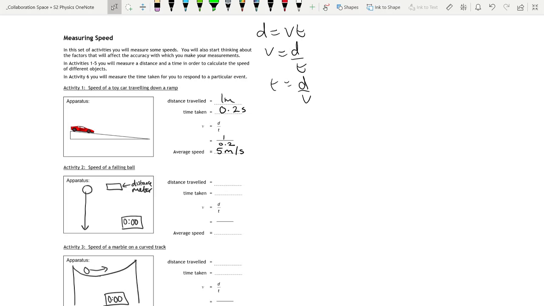So last week we introduced the equation for speed. We said that speed is distance divided by time. Okay, so that means the distance travelled divided by the time taken to travel that distance.